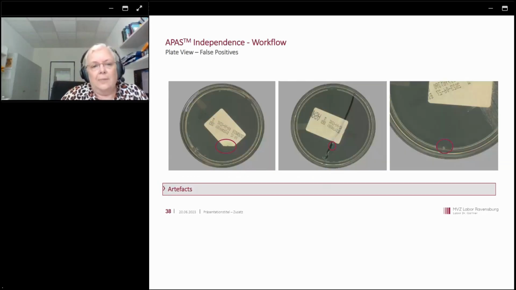And sometimes you have some artifacts which it interpreted as positives. Here the corner of the green label was marked or seen as positive. Sometimes it's a crack in the agar, or sometimes the knob of the Petri dish is scanned and interpreted as a greenish colony and sent to the positive stack. So these plates you can immediately check as negatives without further time loss.